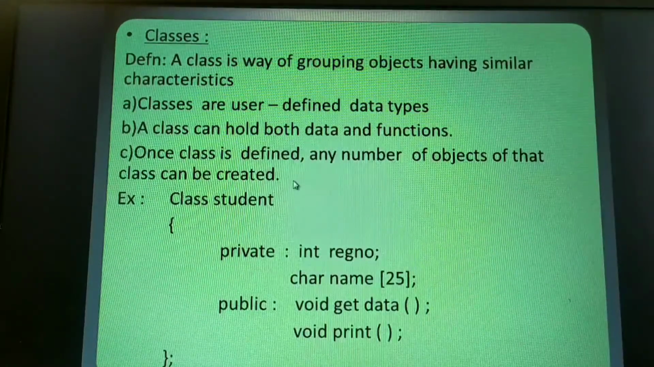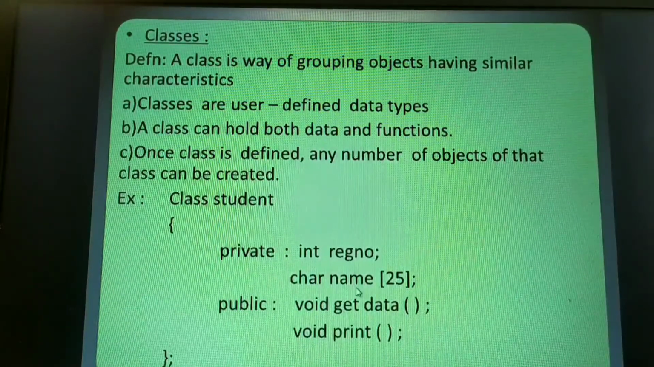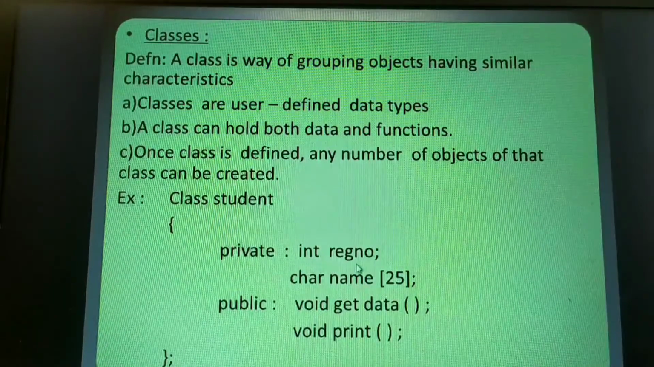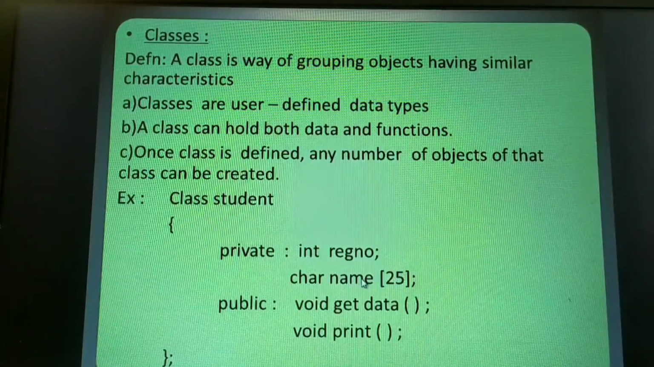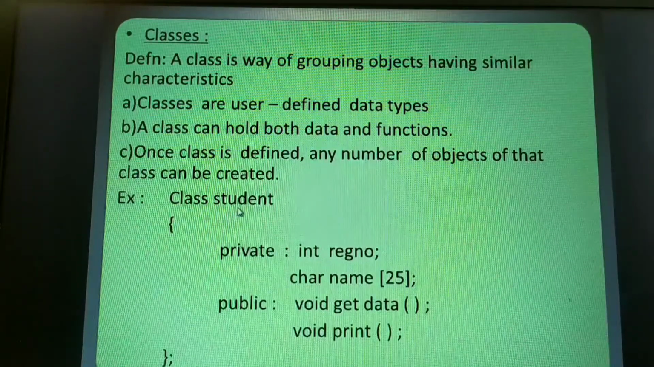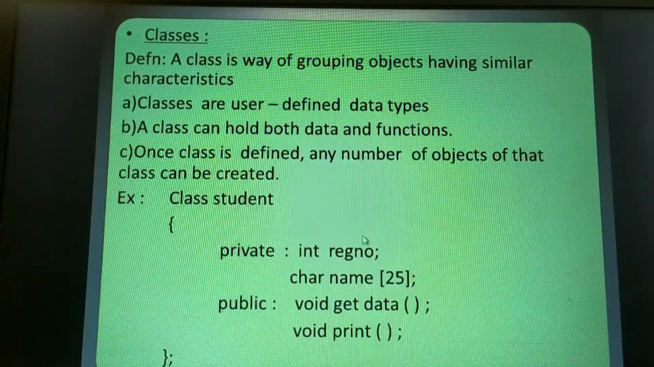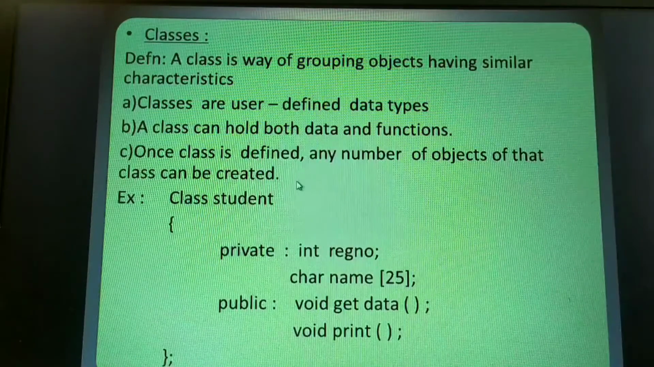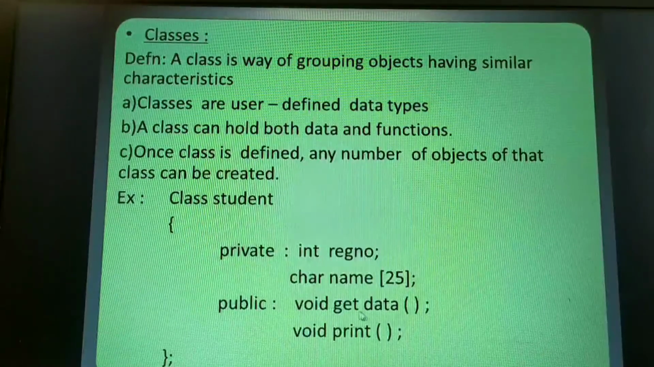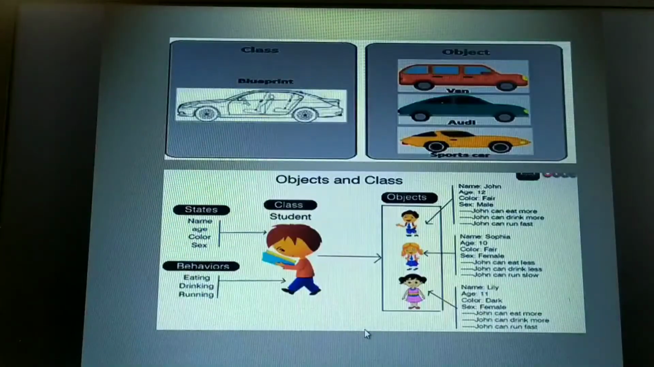If I want to access the variable, that is the register number or the name, access in the sense I need to read and print it. If I want to read and print the register number or the name, then I need to have an object. So once the class has been created like student, any number of objects I can create for this class known as student in order to access these data members. I'll explain this point with one programming example, so that you can understand the functionality of getData and print, and why I have to use these two as member functions here.